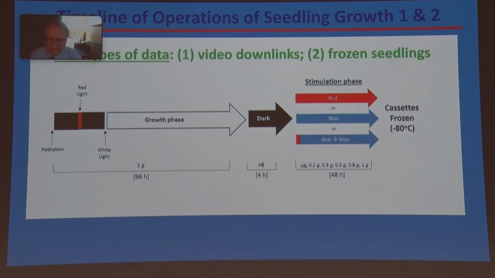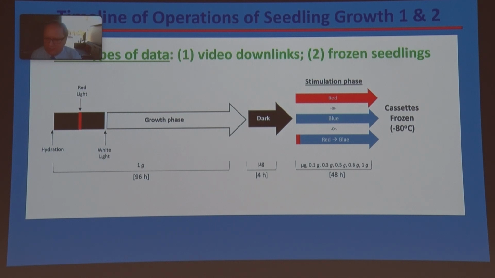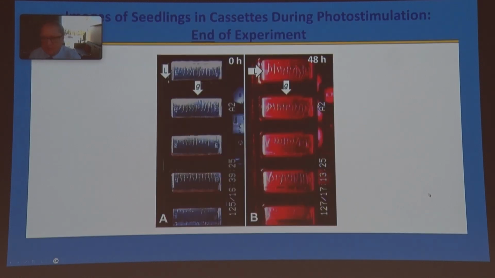The experiments are basically started by watering the seeds, and we have a growth period. We had the stimulation phase where we studied red light, blue light, red light followed by blue light. And we could do a series of intermediate gravities. We could do micro G to 1 G. And this will be important, and I'll explain in a moment.